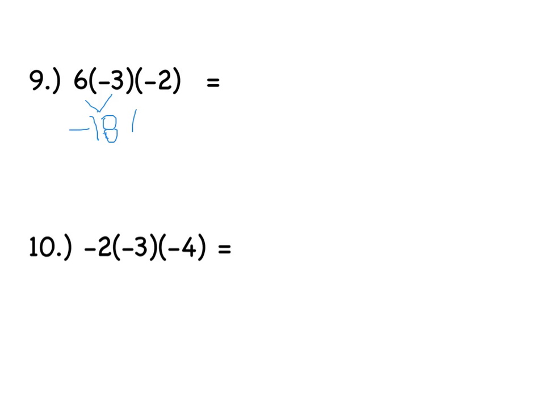Okay, and then I'm going to do negative 18 multiplied by negative 2. Negative times negative is positive. 18 times 2 is 36, so positive 36 is my final answer for this one. Go ahead and pause the video, try number 10 on your own.